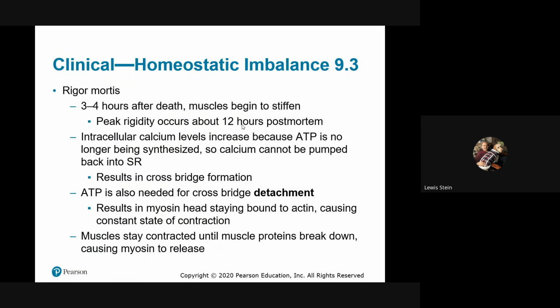Remember, it has nothing to do with energy. To cause the muscles to relax, you have to have energy, and a dead person can't manufacture any more energy. It's not going to be released. It's the nature of the process. The muscle itself begins to deteriorate and break down, like all proteins do. They begin to denature, and that's one of the interesting things about time of death.